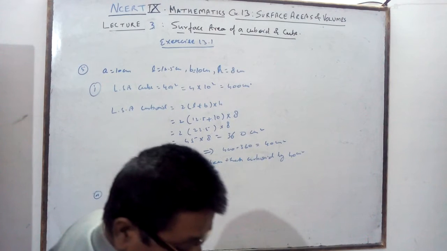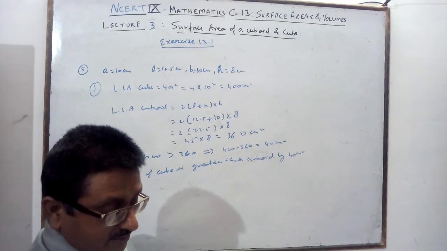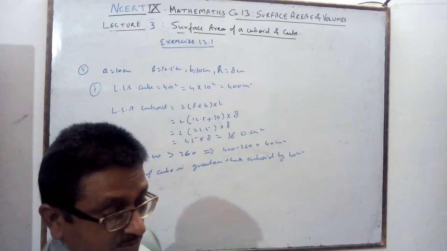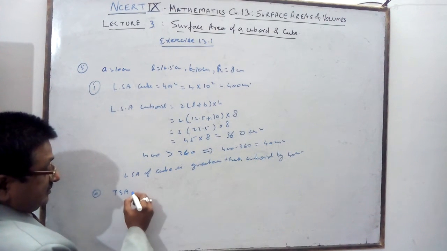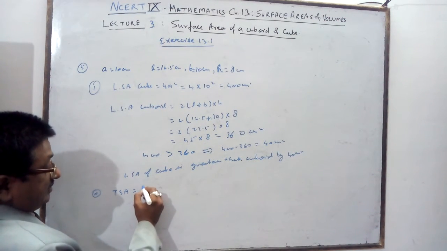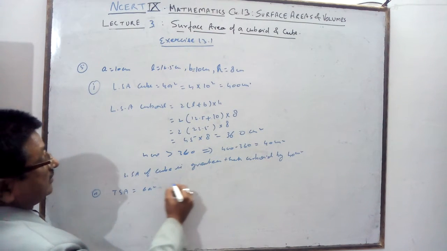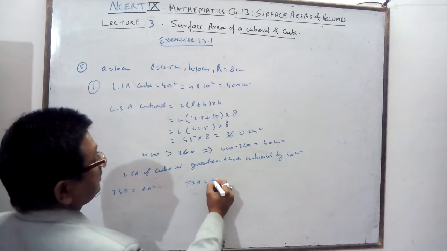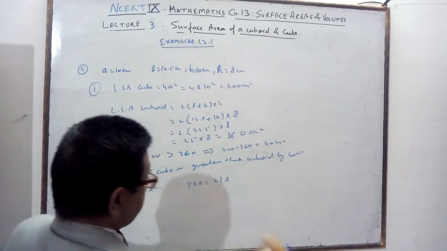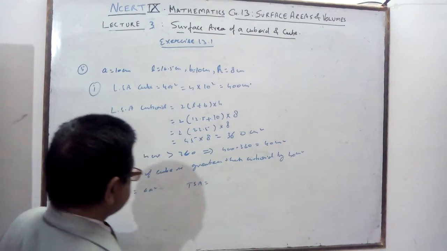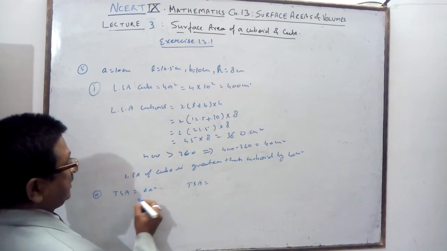Second part of this. Which box has a smaller total surface area and by how much? Which has a smaller TSA? The TSA of the cube will be 6a square. And here the TSA of the cuboid will be CSA plus 2LB. You have already calculated the CSA, no need to calculate again. Here also no need to calculate again.